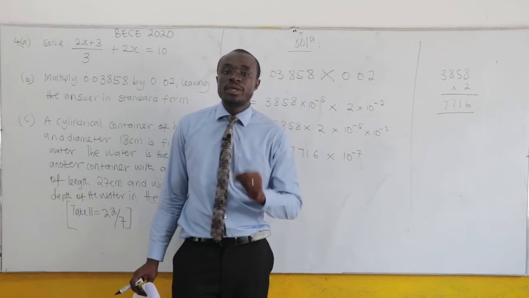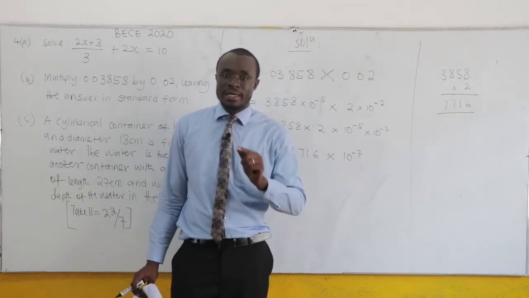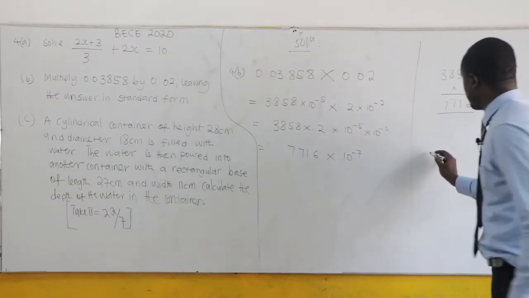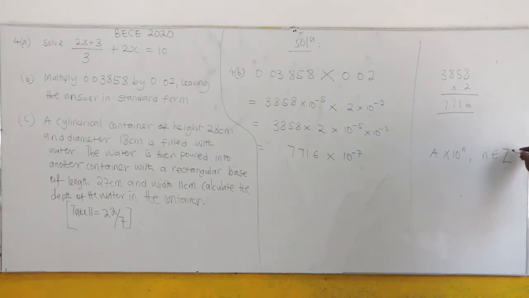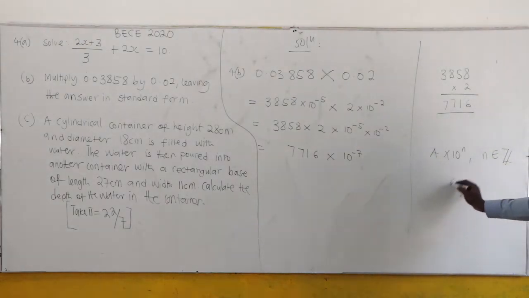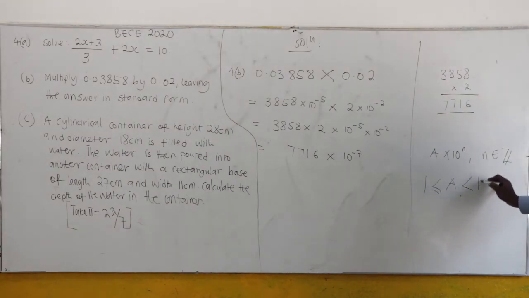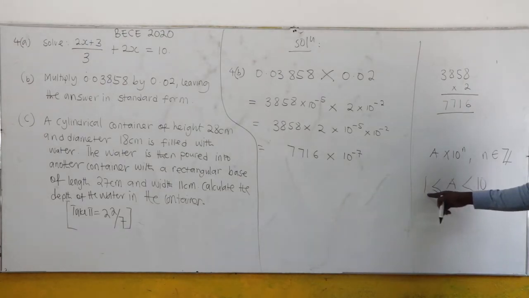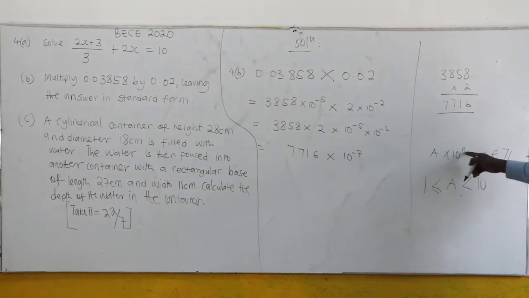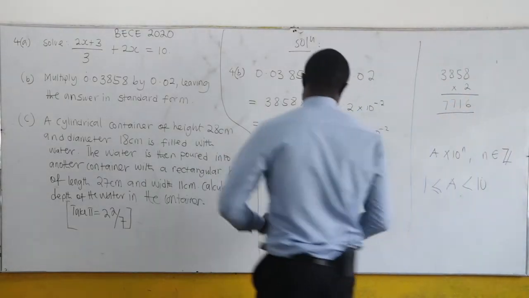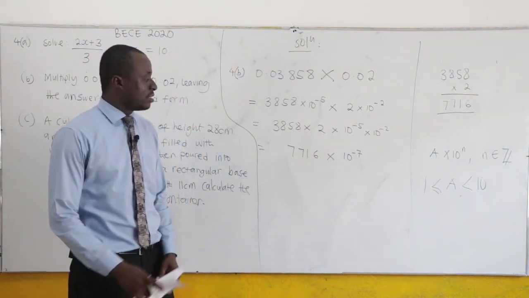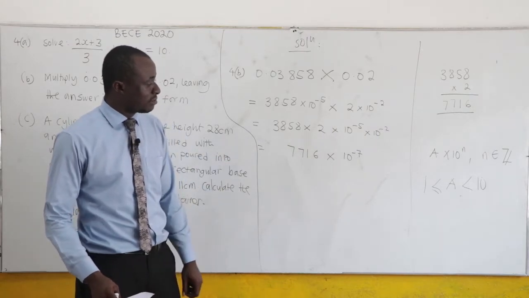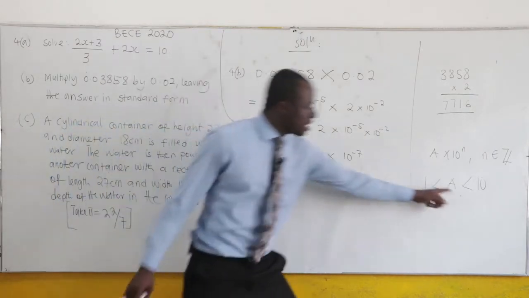But then the question says that it should be in standard form. And we know a number is said to be in standard form if it can be written as A times 10 to the power n, where n is an integer, and A is greater than or equal to 1 and less than 10. So this A should be greater or equal to 1, but it should be less than 10, and n should be an integer. Now, let's see, we have 7.716. This is way greater than 1, and it is also greater than 10, but then it should be less than 10.